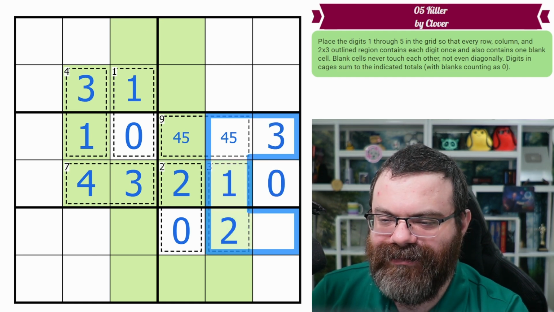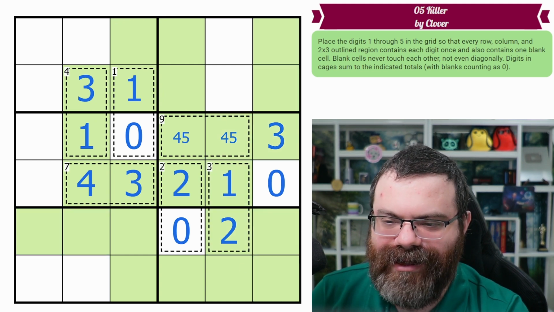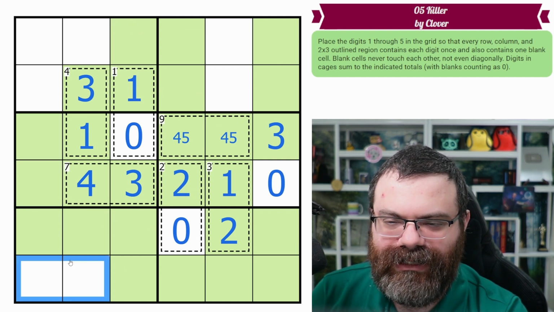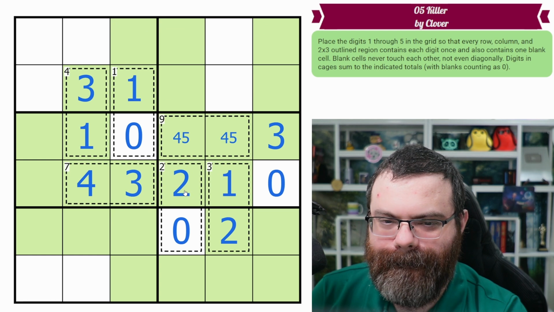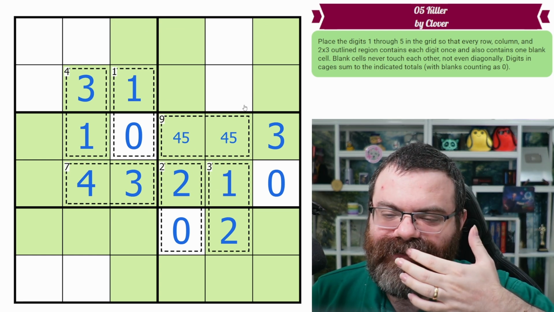So around this 0, we can't put another 0. We also can't repeat in the rows or columns, so let's do that. Nothing in the box either. Okay, so one of these is 0. All right, I bet there's just Sudoku to do at this point, because we basically finished the cages.